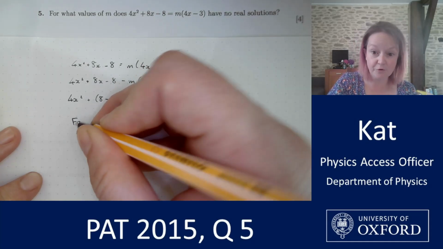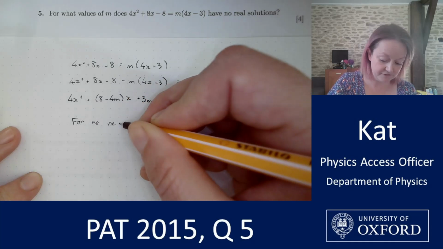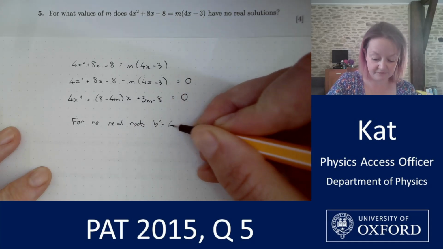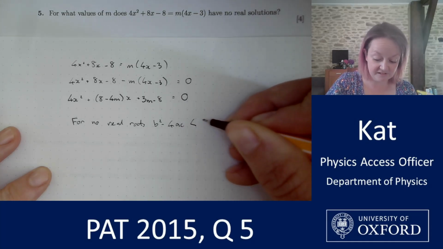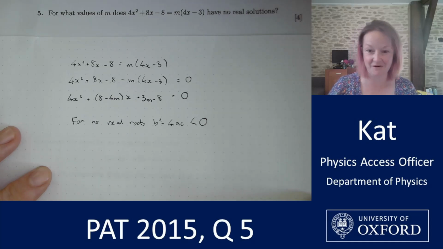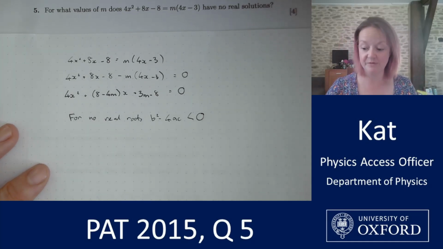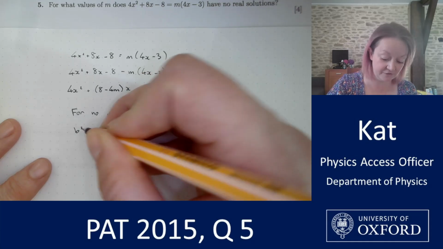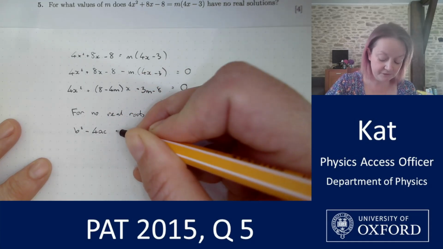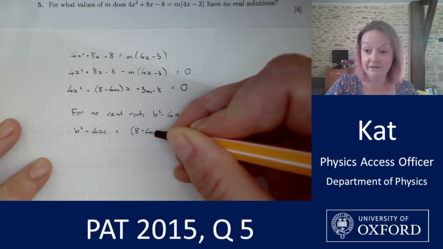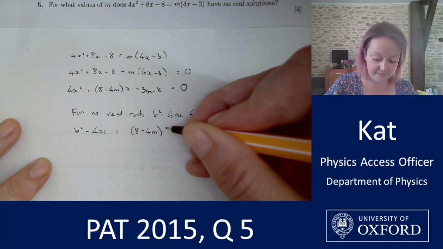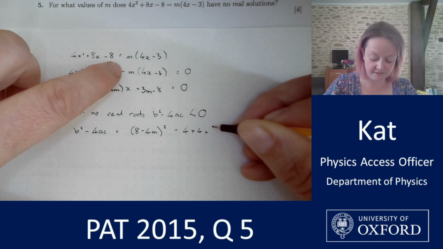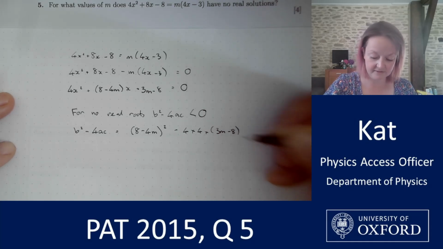I know that for no real roots, I want my discriminant to be less than 0. My discriminant is b squared minus 4ac. Some people use a capital D. I always write the whole thing out, completely personal preference, especially in multiple choice where we're not going to be seeing your working. So whatever makes it easiest for you to have a clear idea of what you're doing. My b squared minus 4ac, if I put everything out nice and clearly so you can see as I work, is 8 minus 4m all squared minus 4 times 4 times 3m minus 8.